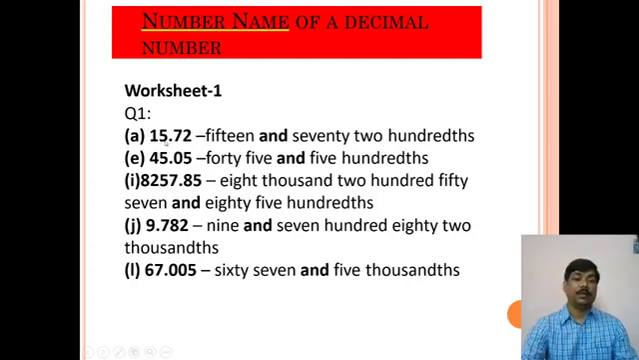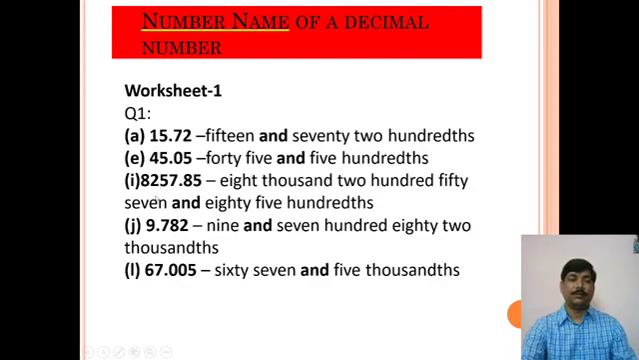In the first type, we read the whole number first. So what is the whole number? 15. So write 15. The decimal point is read as "and", so write "and". After the decimal, this number is written up to the hundredths place. So how many hundredths? 72 hundredths. So we read it as 15 and 72 hundredths. Similarly, how do we read this? There is a whole number part, 45. So 45 and how many hundredths are here? 5 hundredths.